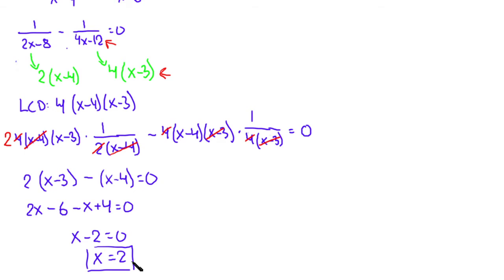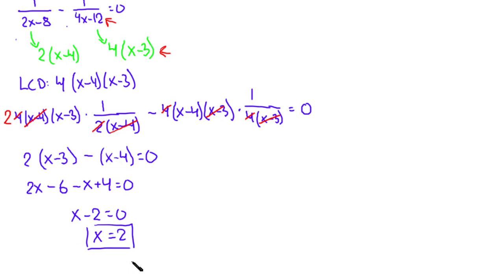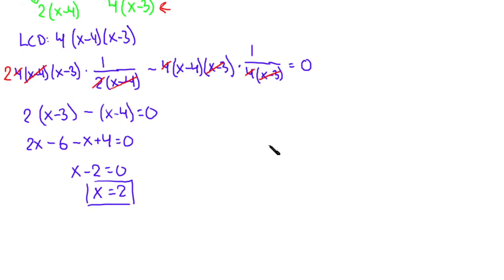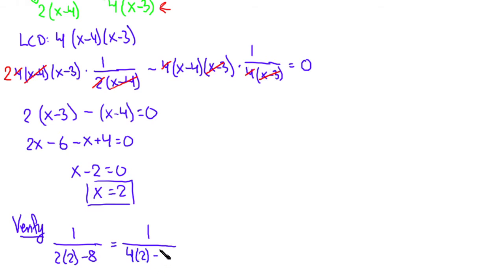So we solved the equation algebraically, and now they want us to verify by replacing the answer in the original equation. So we're going to verify algebraically. We're going to replace the x in the original expression with 2. So we're going to get 1 over 2 times 2 minus 8 equals 1 over 4 times 2 minus 12.